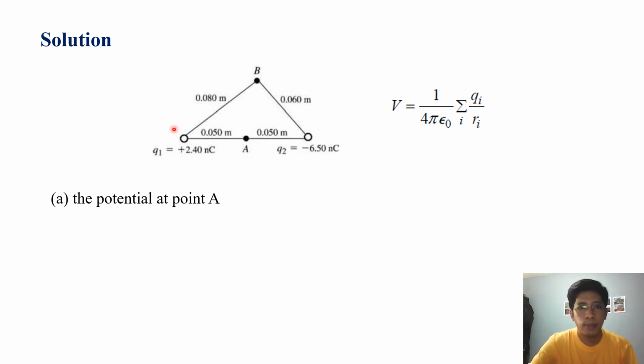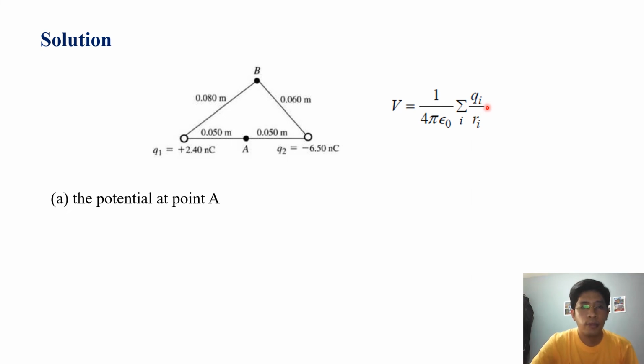So now let's solve the problem. This is again your figure. So you have your two charges, Q1 and Q2, and then you have here your point A, where we find the potential at point A, and then point B. And then you have the measurements here of the separation distance R. Remember again that your voltage, or your potential, is equal to 1/4 pi epsilon naught times the sum of your Qi over Ri, where i is the number of your charges.